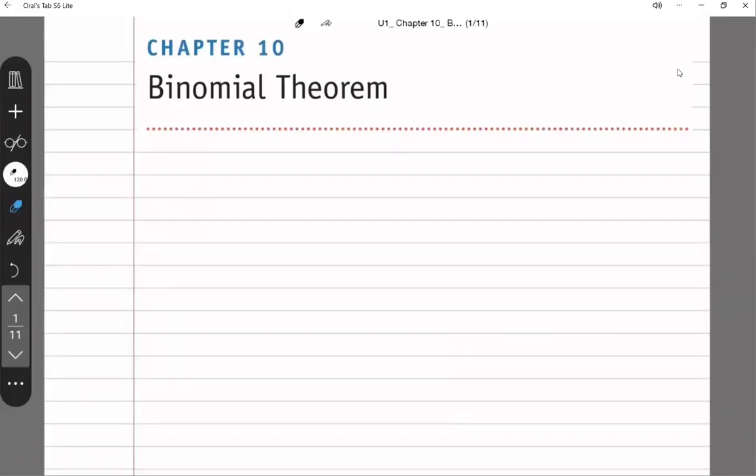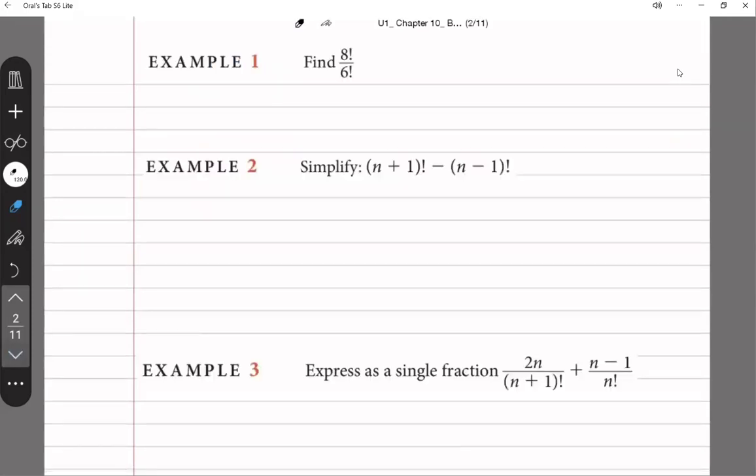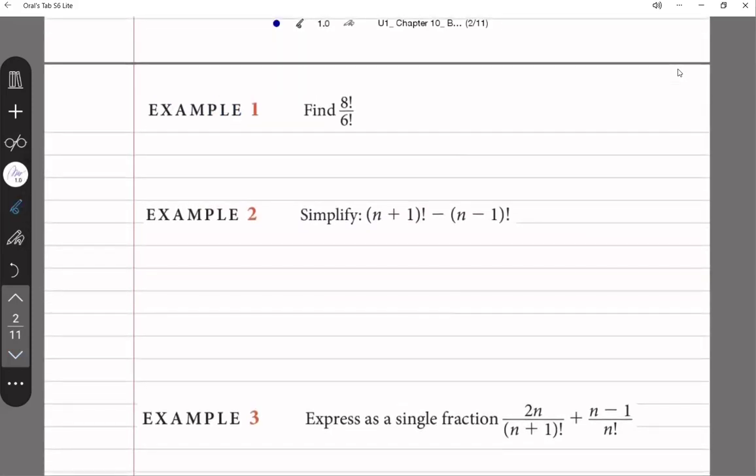All right, so the next thing we're moving on to is chapter 10, which is binomial theorem. All right, so chapter 10, example 1 says, find 8 factorial divided by 6 factorial.